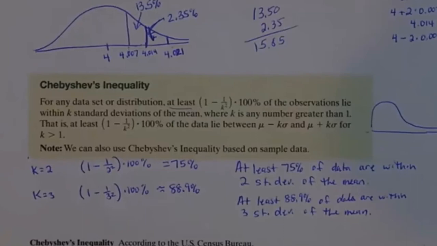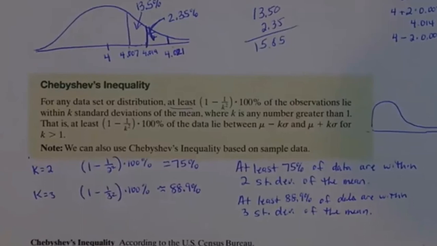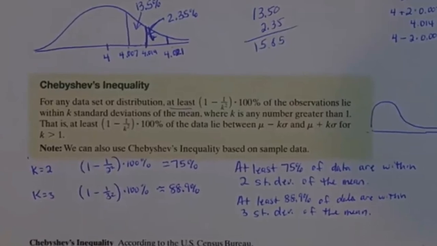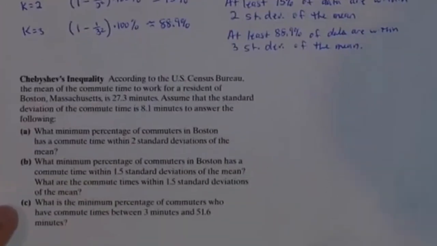The closer to bell-shaped, the closer the percentage would be to 99.7. The further the shape is from being bell-shaped, in other words, being really not bell-shaped, the closer we would be to 88.9% of the data instead of 99.7, and so on. So I have one quick example with this.